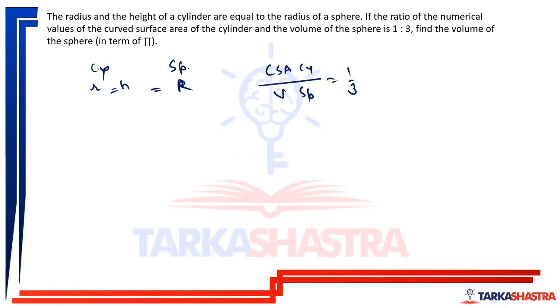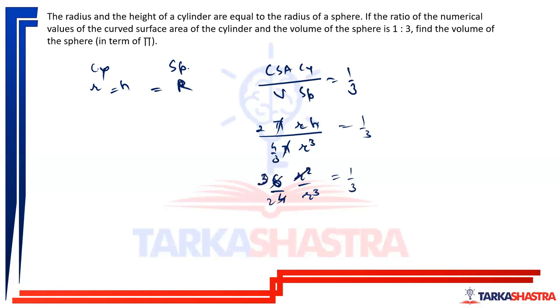Numerical values का ratio क्या है हमारा? 1:3. ठीक है? Now the curved surface area of a cylinder is 2 pi RH, upon the volume of the sphere, which is 4/3 pi r cube. That is 1/3. This pi gets cancelled. Now this 3 will go up and become 6/4, and this is r square, this is r cube, because all of these are equal only. All of these are equal to 1/3.